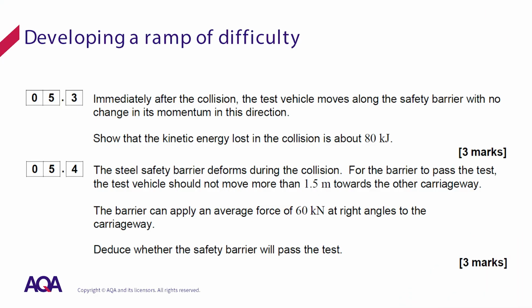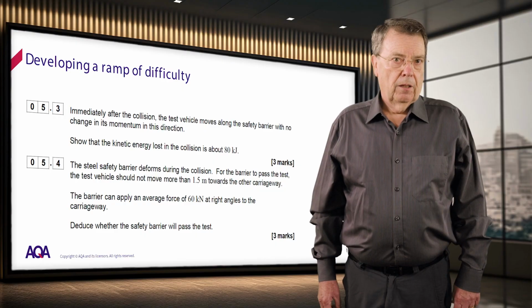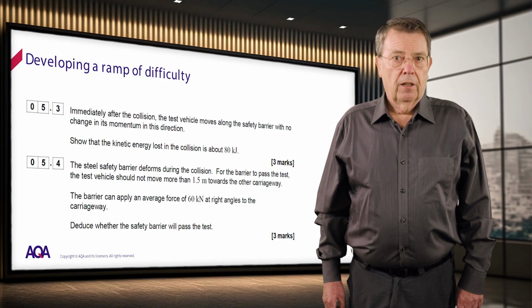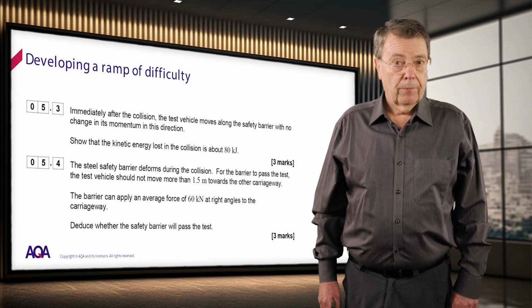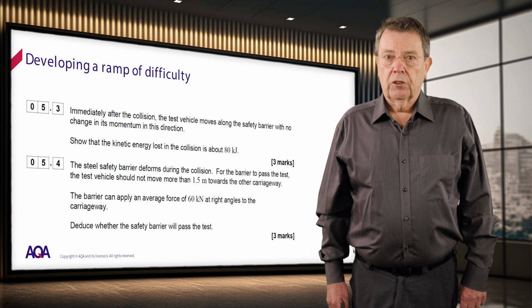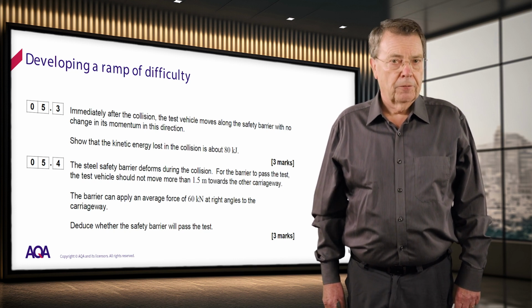Students are now given data that will determine the energy stored in the barrier as it deforms. The 80 kilojoule value from 5.3 is used, together with these data, to predict whether the barrier will pass the safety test. There are now elements of AO3 in 5.4, as the question demands some judgment on the part of the student as to the best approach to take. If you look at the mark scheme for this question, you will see that there are no less than 4 separate marking routes to the answer. This is a characteristic of questions that test high-order cognitive skills.